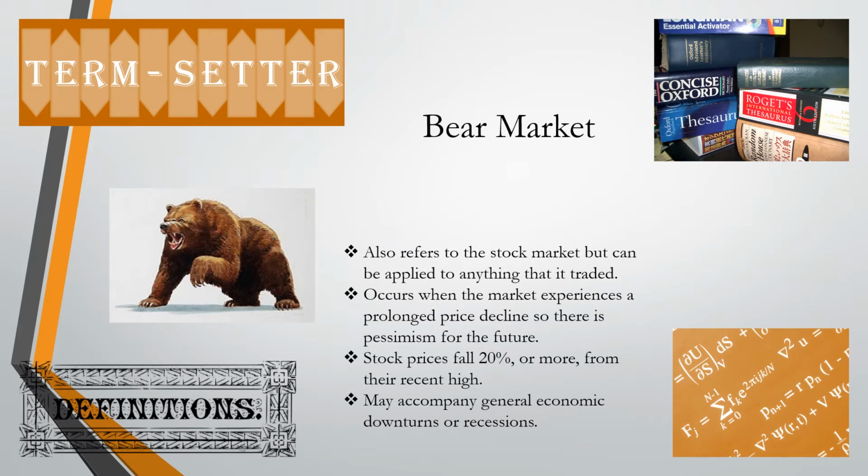Conversely, bear markets are associated with declines in an overall market or index. But as with bull markets, individual securities or commodities can also be considered in a bear market if they experience a decline over a sustained period of time. A bear market is typically described as a condition in which prices fall 20% or more from their recent high amid widespread pessimism and negative investor sentiment. Bear markets also may accompany general economic downturns such as recessions.